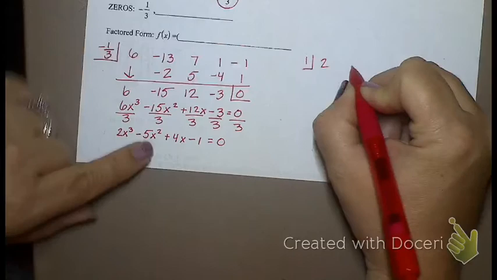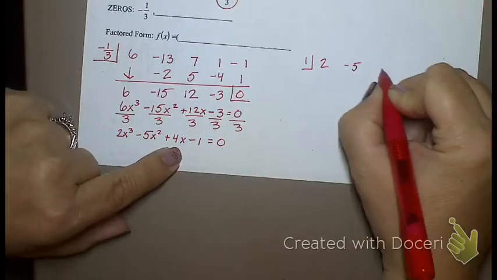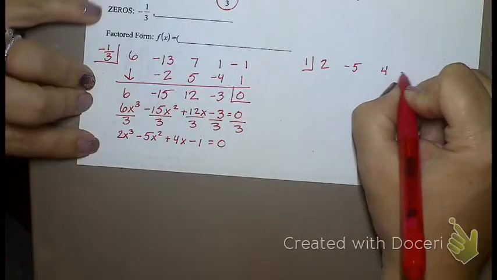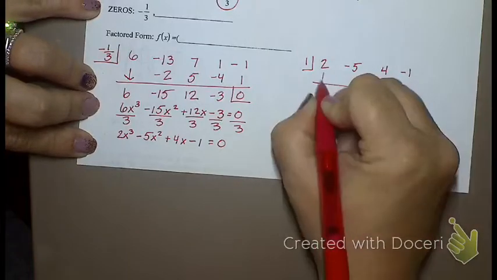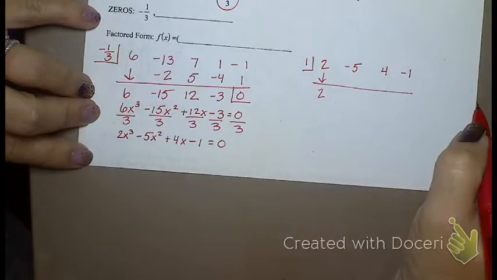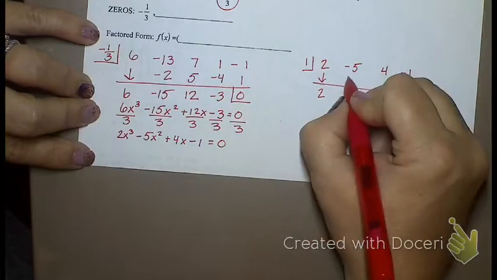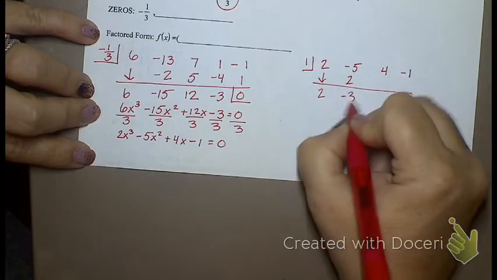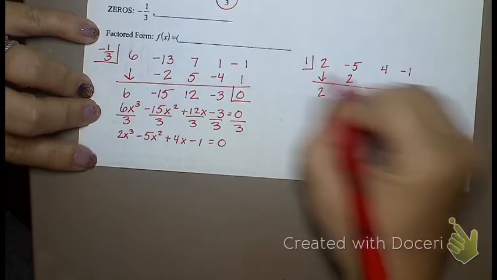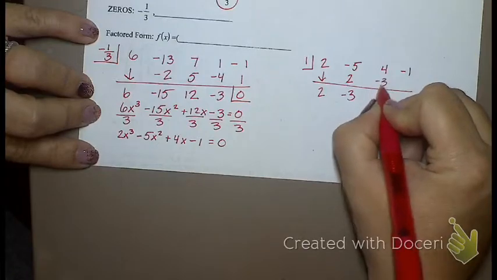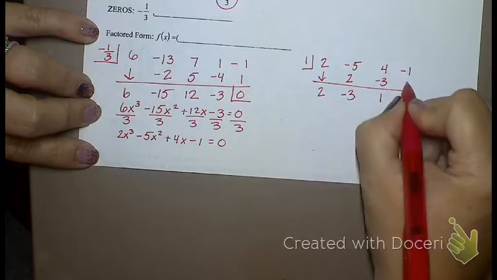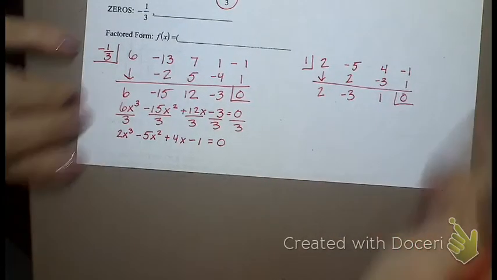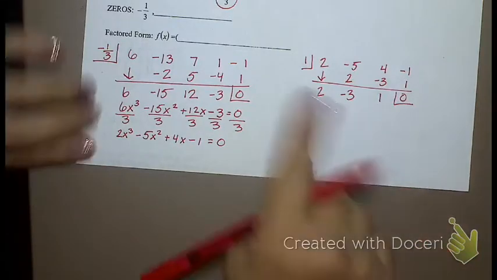2, negative 5, 4, and negative 1. I haven't made my list of possibilities. You notice that? Because we're just going to see where this goes. 1 times negative 3 is negative 3. 4 minus 3 is 1. 1 times 1 is 1. There's my 0. So what did I just find out works? 1 works.